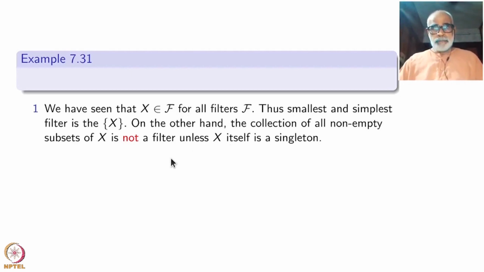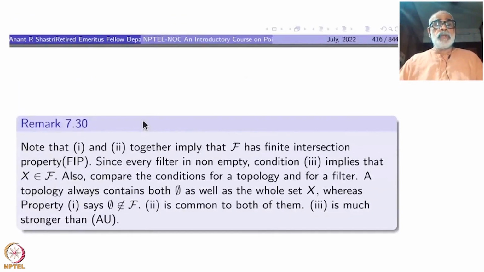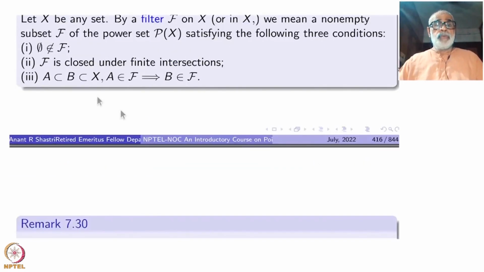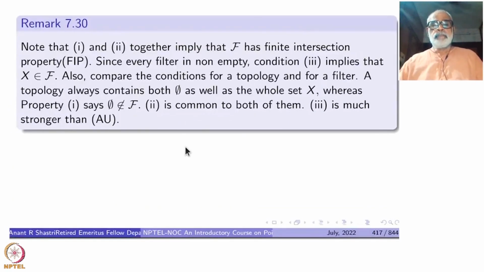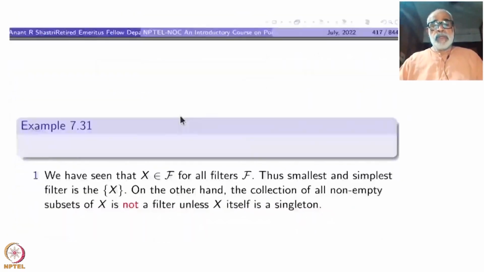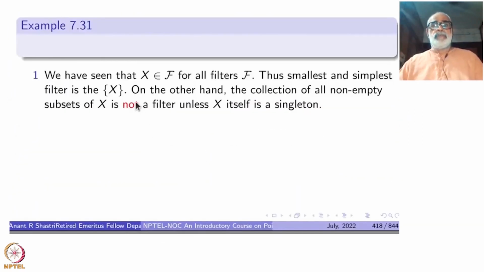Because as soon as X has 2 points, you can take singleton X, singleton Y. They will be disjoint, but their intersection is empty, right? So that is not allowed. Finite intersection property will not be valid, right? Or property 2 here will not be valid if 2 disjoint sets are there. So that is the important thing you have to observe here. Okay, so this is one example.